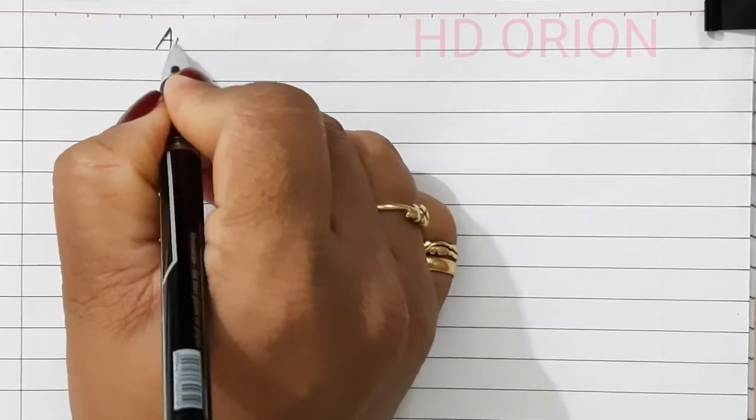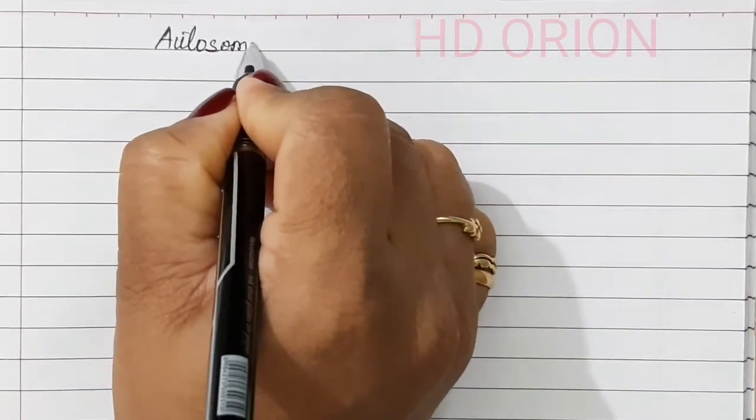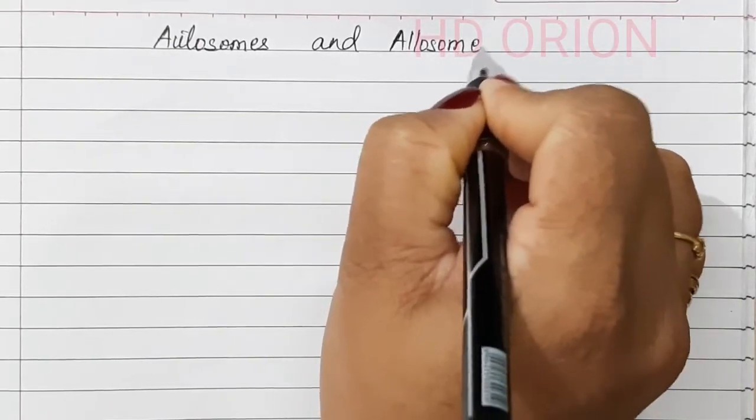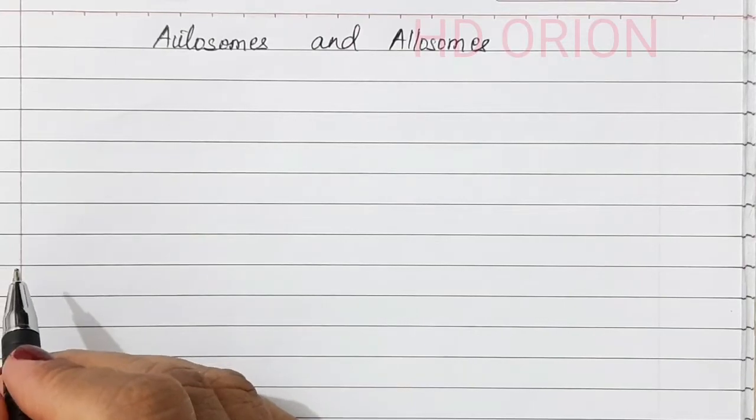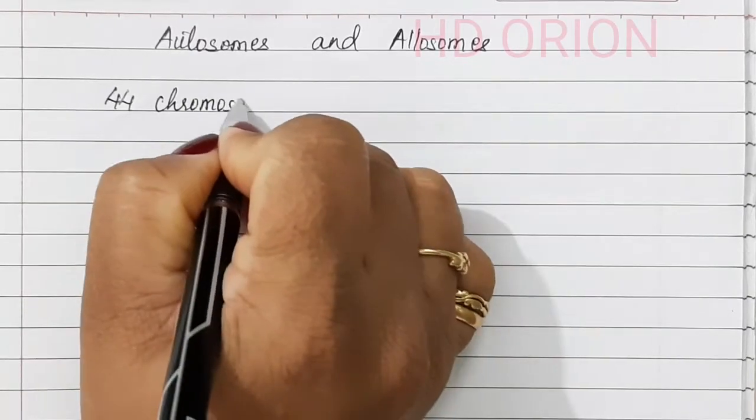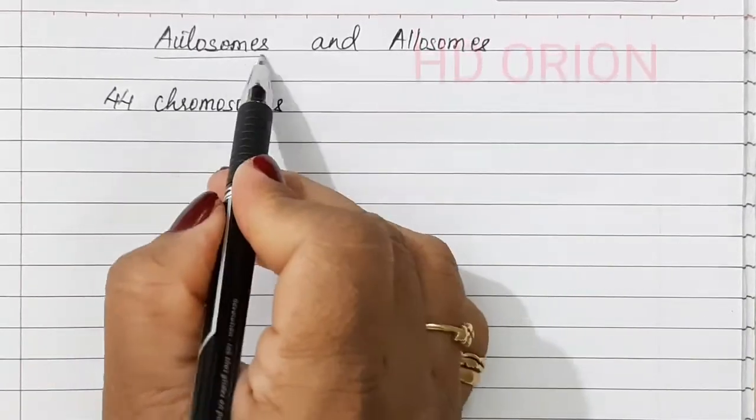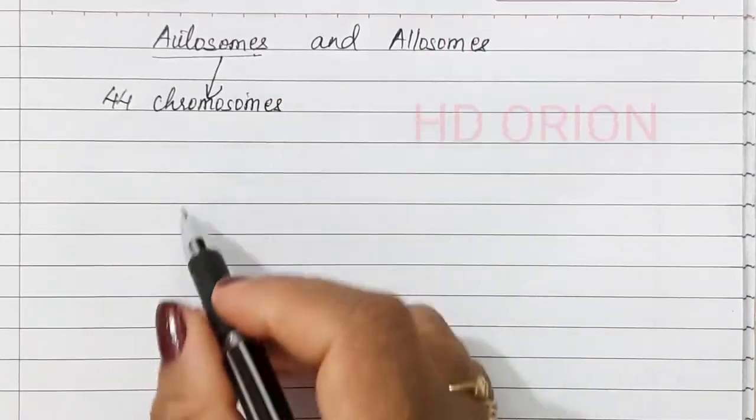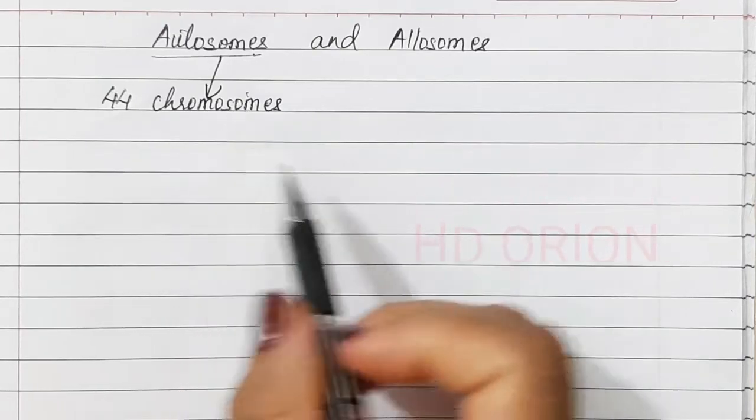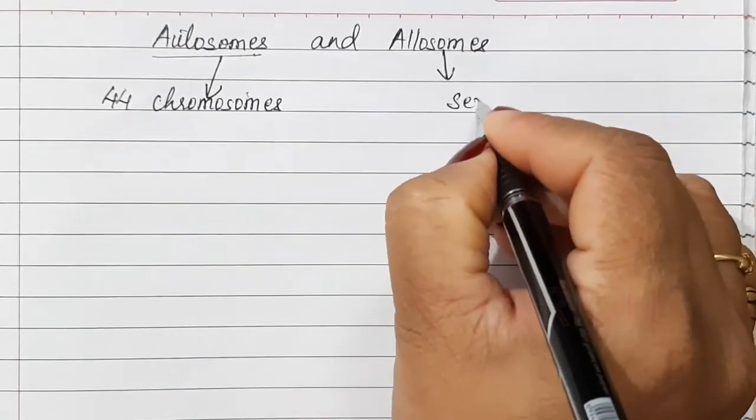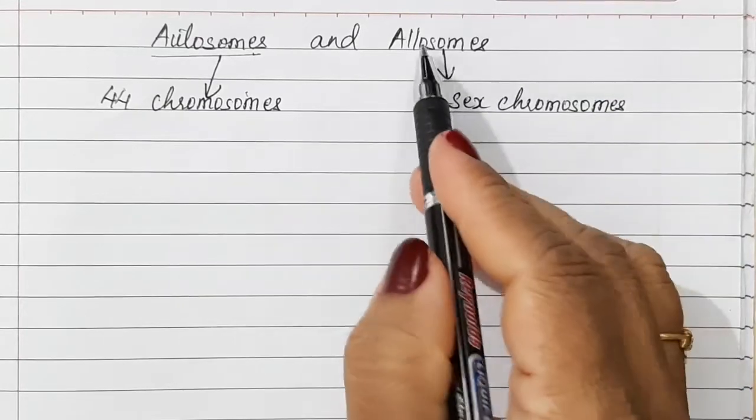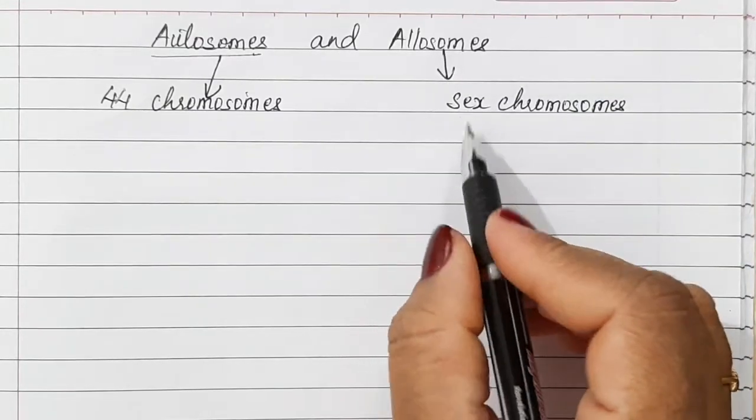Now the second category of chromosomes lies under autosomes and allosomes. Of the total number of 46 chromosomes in humans, 44 chromosomes, or we can say the first 22 pairs, are called autosomes, as both the members of the pair are similar to each other. But the last pair are also known as sex chromosomes or allosomes. These are not the same.